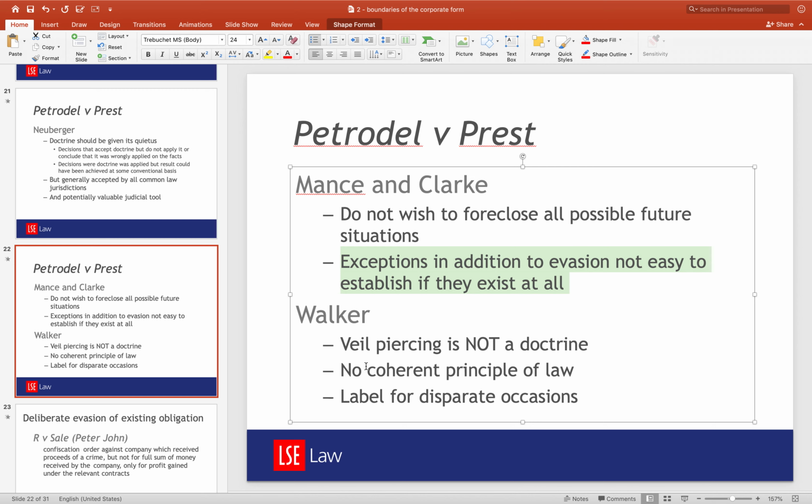So one question that is brewing in this area is: is veil-piercing something special, or is it just an application of equitable principles? And I think Prest is authority for the fact it's probably a label, but there is a possibility that there is something particular about it, and the judges did not want to close the door on it. So there it is. Veil piercing exists.